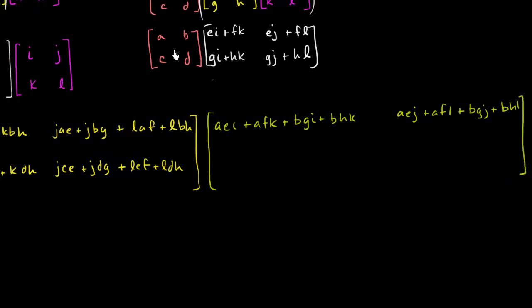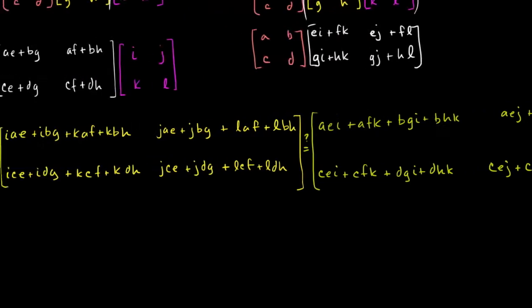Close the brackets. Now you're going to have C times this plus D times this. So CEI plus CFK plus DGI plus DHK. And then finally, home stretch. C times that plus D times this. So CEJ plus CFL plus DGJ plus DHL. Now, are these two things equivalent?